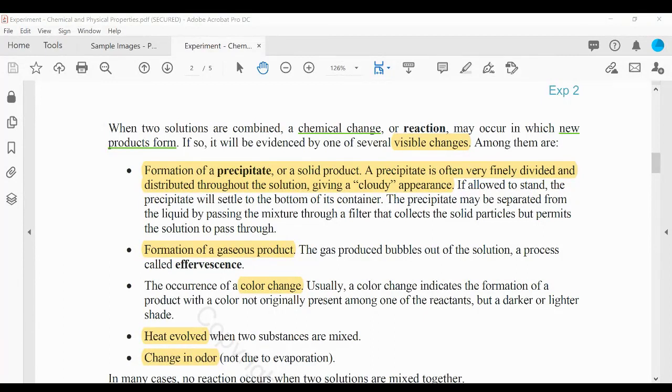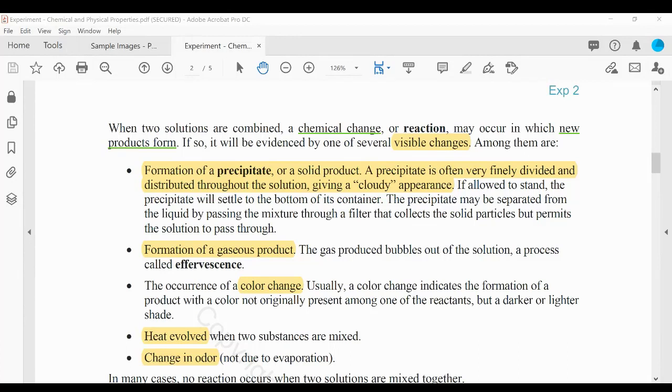Now, just to clarify, when we say it's a clear solution, that means you can see through the solution. When we say it can have a light blue color but it's a clear solution, that means you can see through. But if it's a colorless solution, it's like water, it has no color. I just wanted to clarify that. Okay, let's go back to our visible changes.